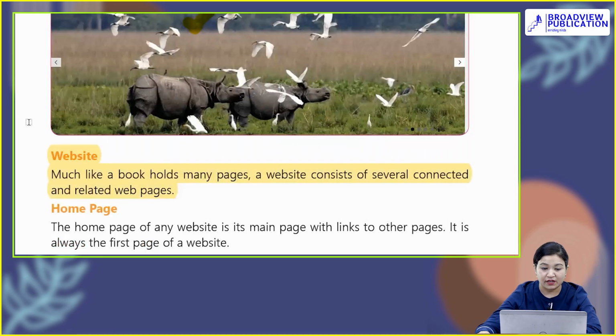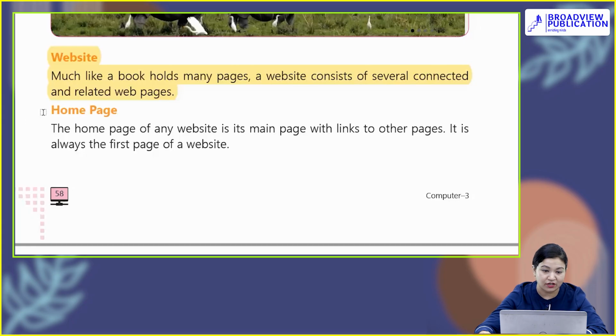Now, what is a website? Much like a book holds many pages, a website consists of several connected and related web pages. It is similar to a book which contains many pages, with many interrelated web pages. Homepage. The homepage of any website is its main page with links to other pages. It is always the first page of a website. Whenever you open a website, the page you see first is the homepage of that website.